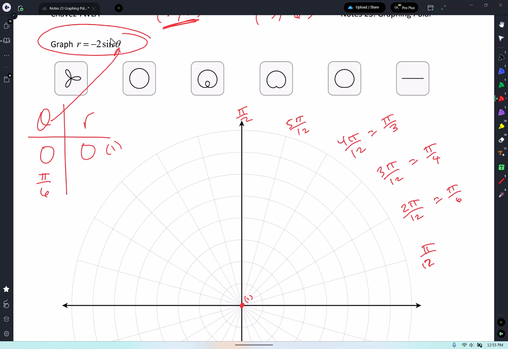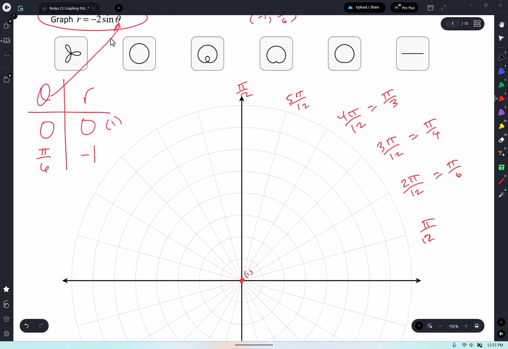I'm going to choose a point like pi over 6. Sine of pi over 6 is a half. Half of negative 2 is negative 1. So remember when you plot the points, negative 1 comma pi over 6. You go to pi over 6 first and then go negative 1. So I'm going to go to pi over 6 first. It's this line right here. And I'm going to go negative 1. So I'm going to be in what quadrant? Quadrant 3. So I go 1, 2, negative 1. Point right there. That's point 2.